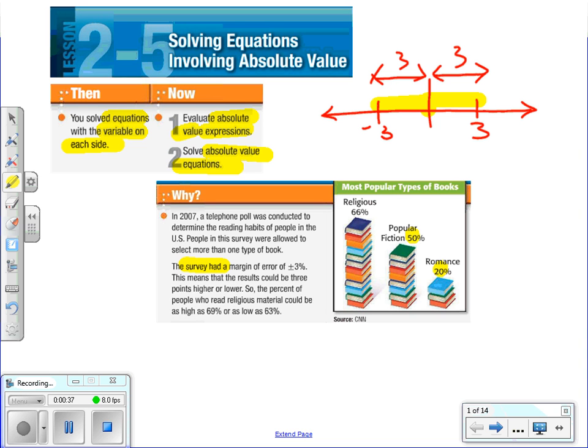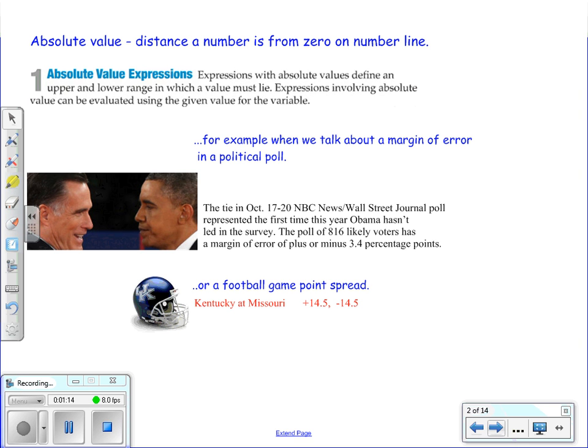Here, a survey was done and had a margin of error of 3%. So, the most popular types of books read in the U.S. in 2007: 66% were religious, 50% were popular fiction, and 20% were romance. But there was a margin of error of plus or minus 3%. So this column could have actually been as low as 63%, right? Or it could have been as high as 69%. So that's the margin of error where we're going to use absolute value in our equations.